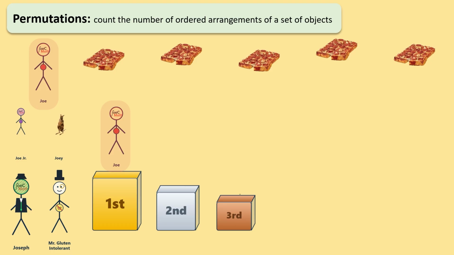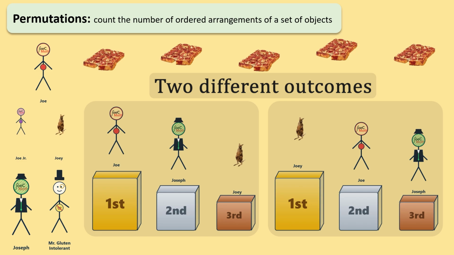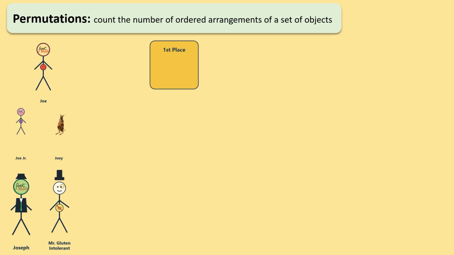Well, Joe in first, Joseph in second, and Joey in third is different from Joey in first, Joe in second, and Joseph in third. Here, order matters, since rearranging the same names gets a different outcome. How many different first, second, and third place arrangements are possible?